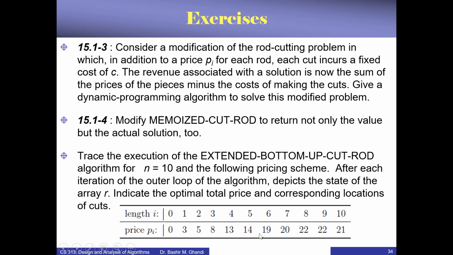We want you to trace the execution to find the two arrays, R_i and S_i. So after each iteration of the outer loop of the algorithm, depict the state of the array R and indicate the optimal total price and the corresponding location of the cuts. So not only do you have to run the extended bottom-up, but you also have to run the print cut rod subroutine to know where we actually make the cut to obtain the optimal solution. This brings us to the end of this lecture. Thank you very much.